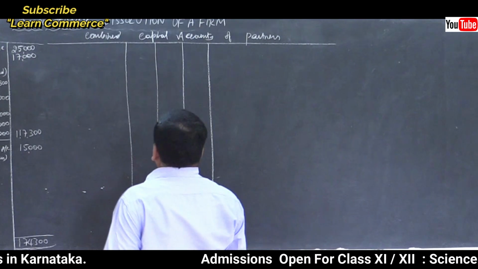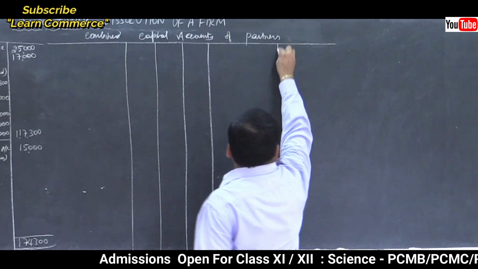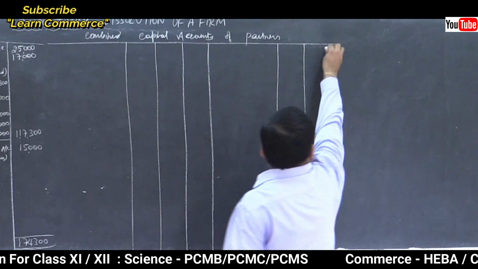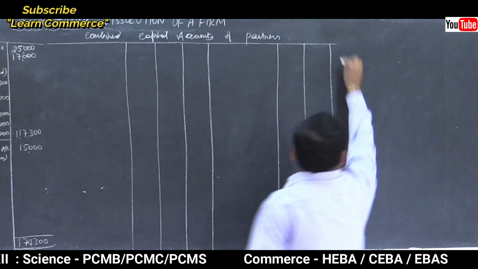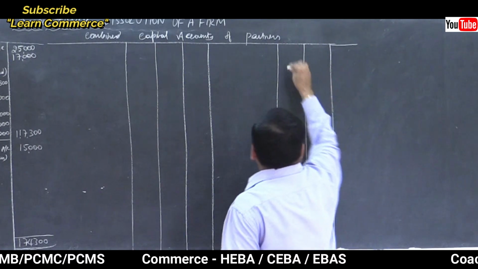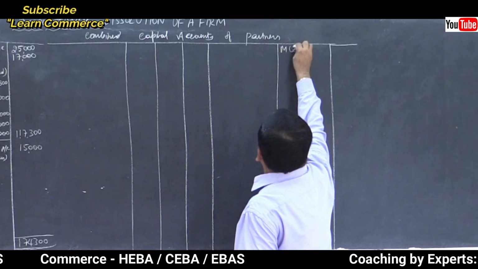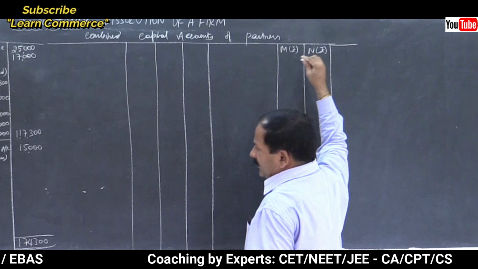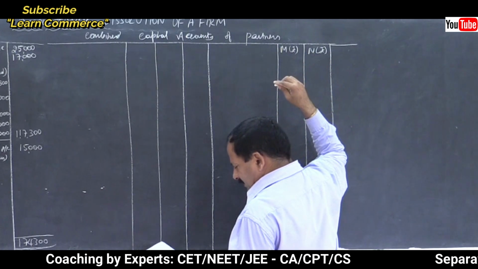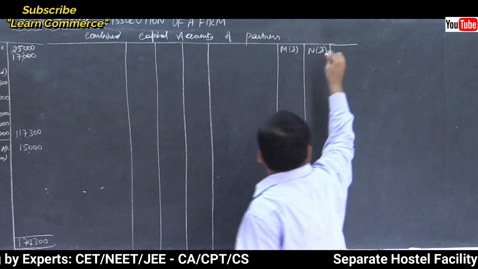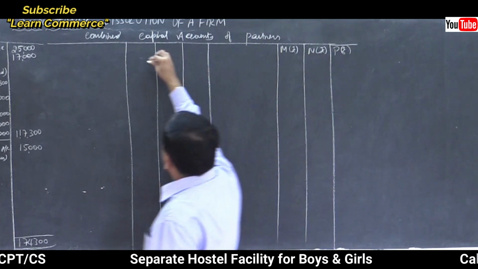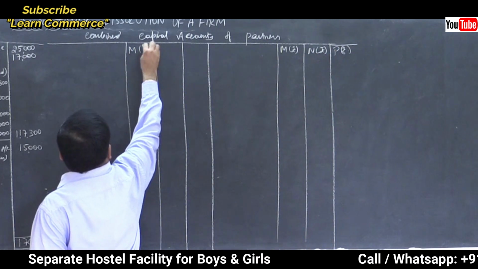Three columns, three amount columns on either side. There are three partners. Yes, Mohan, Nagaraju, and the third partner. What's the name of the third partner? It is Prakash. Yes. In rupees.